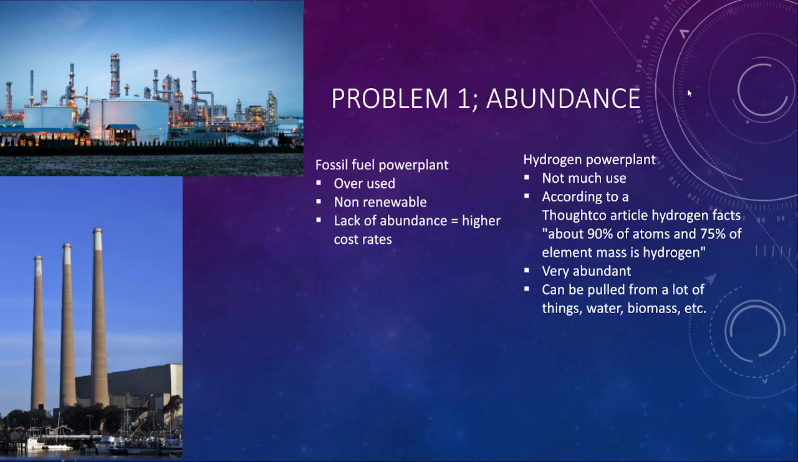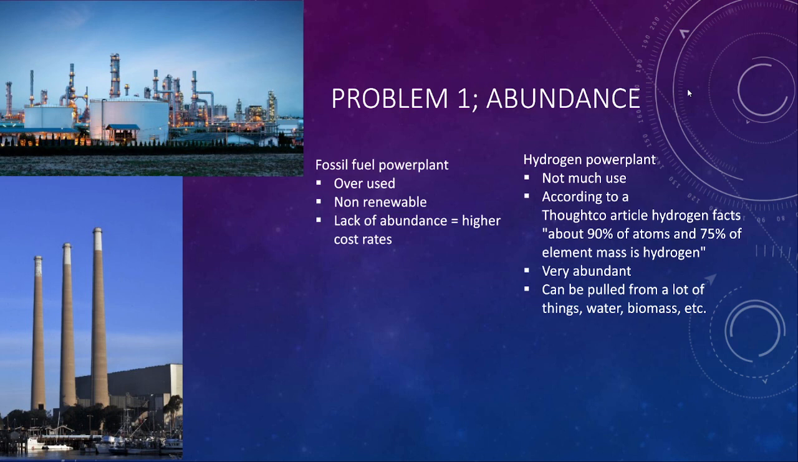Another issue tying into what's going on now is that the lack of abundance is going to equal higher cost rates. When the fossil fuel storage dwindles down to little to nothing, the cost is going to be skyrocketing. Hydrogen power plants, on the other hand, are not used as much and hydrogen is not a very popular resource for producing energy.